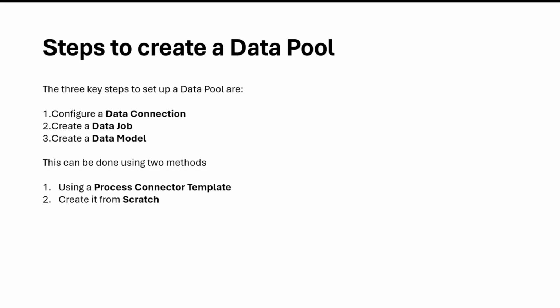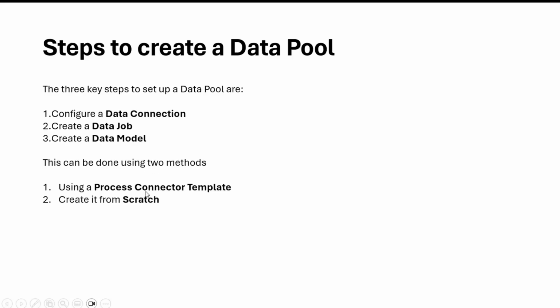In the next part, we'll look into how to create a data pool via process connector. Generally, there are 3 steps to create any data pool. Number one, you have to configure a data connection. Number two, create a data job, and number three, you have to create a data model. Within the data job, you will do the extraction and transformation, and the loading happens on the data model side.